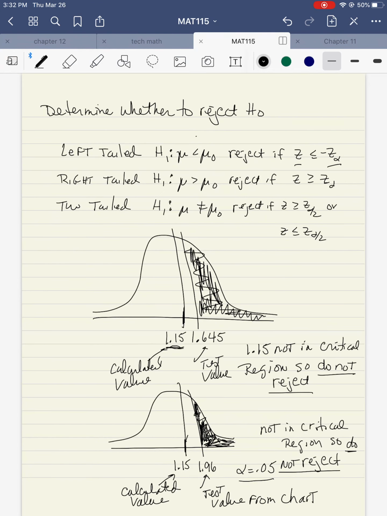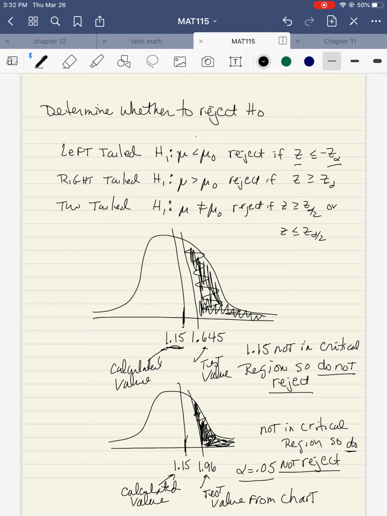So I want to determine whether or not to reject the null hypothesis. Well, if it's left-tailed, the test statistic has to be less than or equal to the critical value. If it's right-tailed, the test statistic will be greater than or equal to the critical value. If it's two-tailed, it's going to be in either of those regions, either greater than the positive critical value or less than the negative critical value.